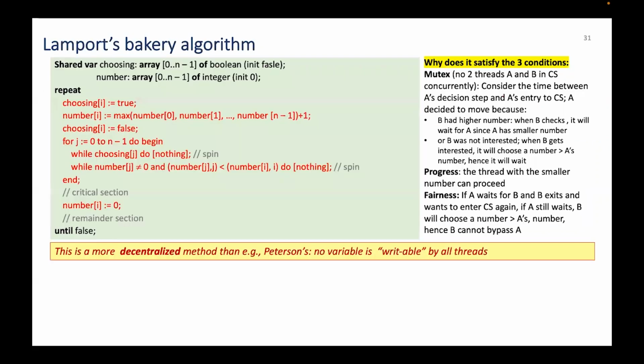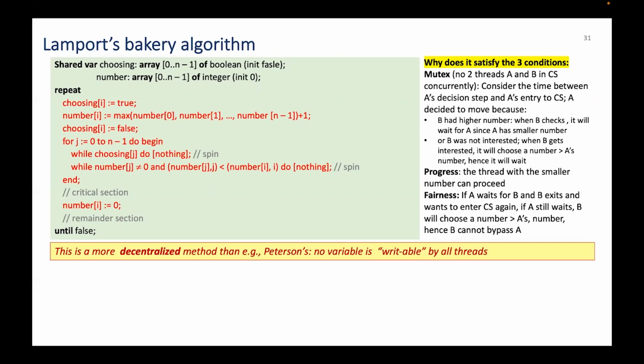Let's look at the complete example. We have two shared arrays, each with n elements. N is the number of threads. The first array, choosing, contains booleans initialized to false. The second array, number, contains integers initialized to 0.